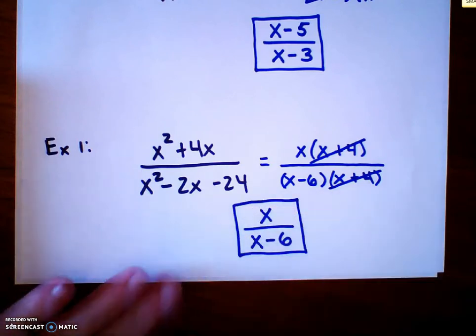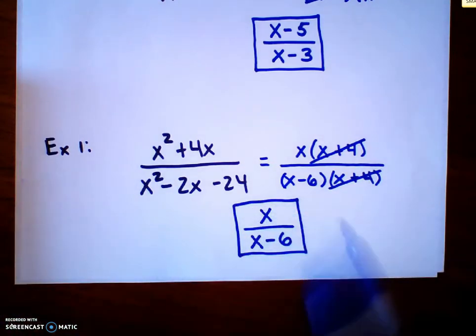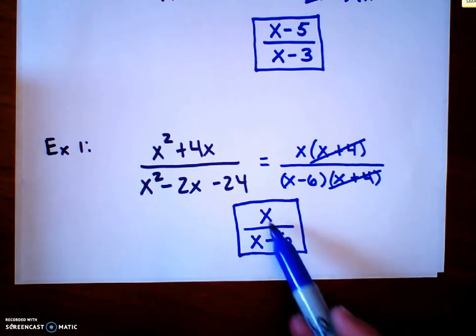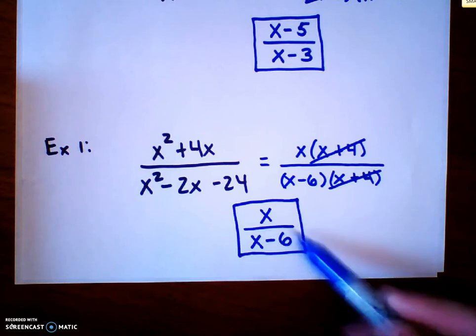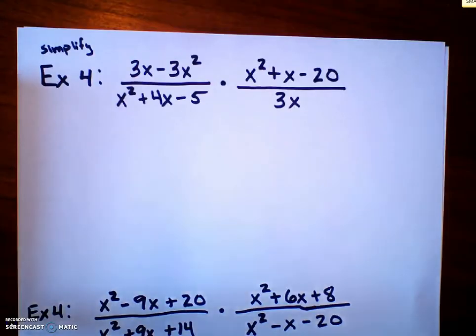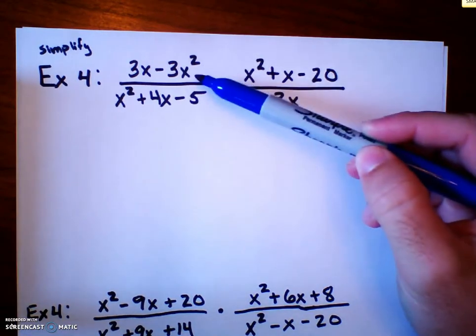And again, you cannot cancel these two x's. This x is not being multiplied to anything. If you were going to cancel the x's, you'd have to cancel everything, which you can't do because of that minus 6. All right, the two examples we just did were single fractions being simplified together.